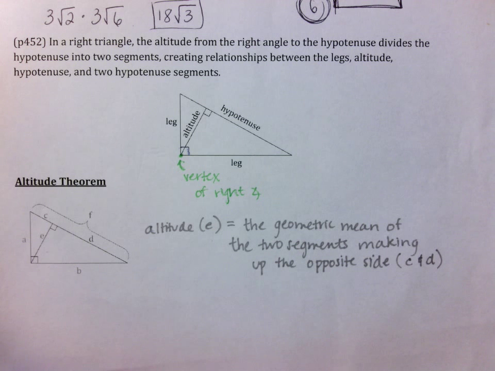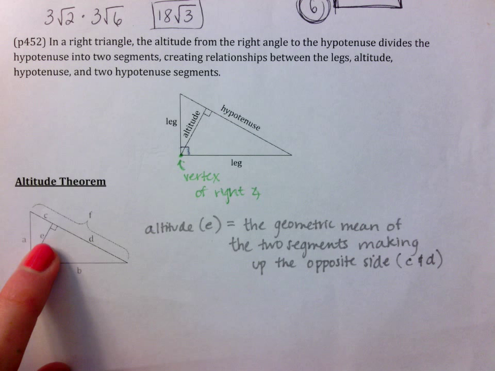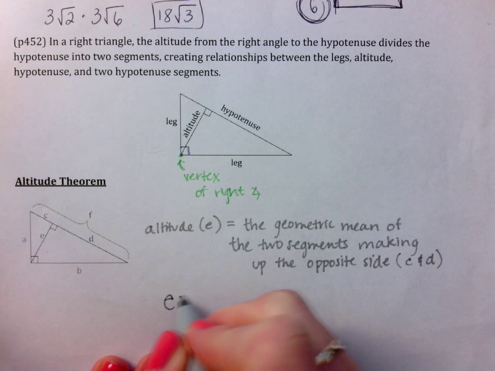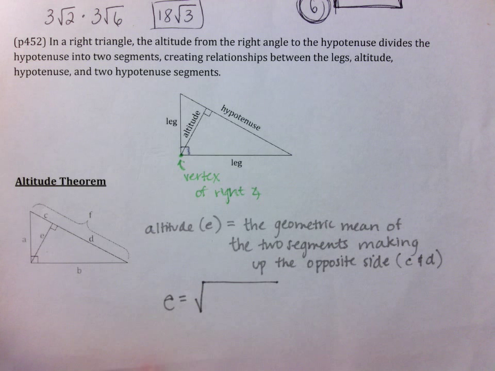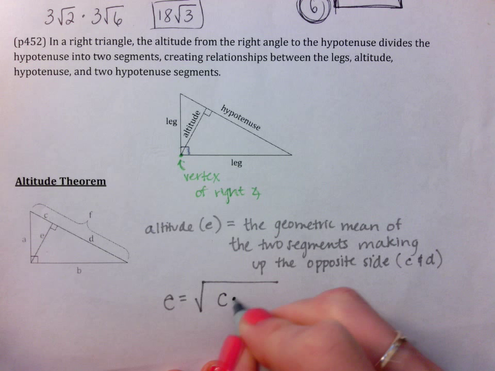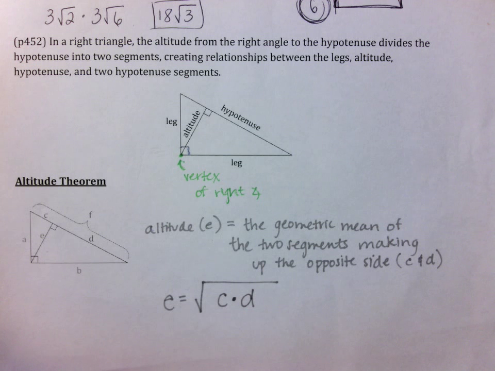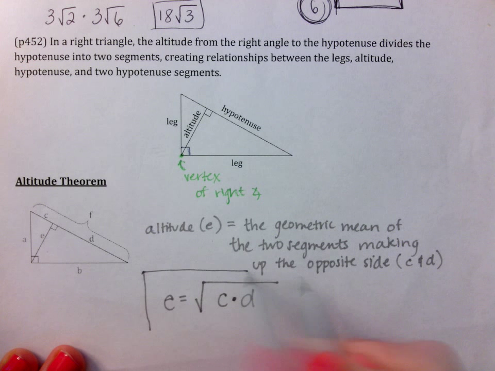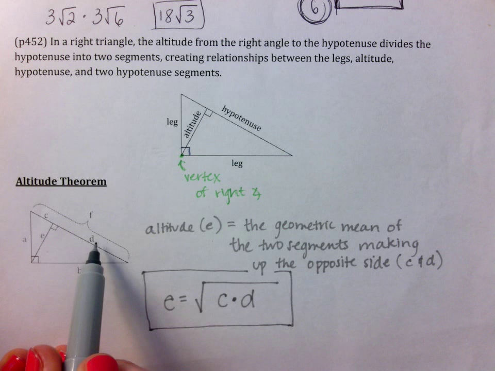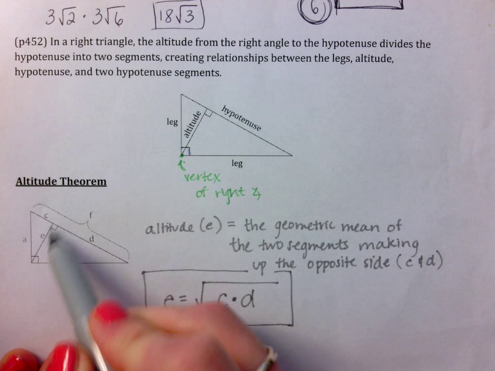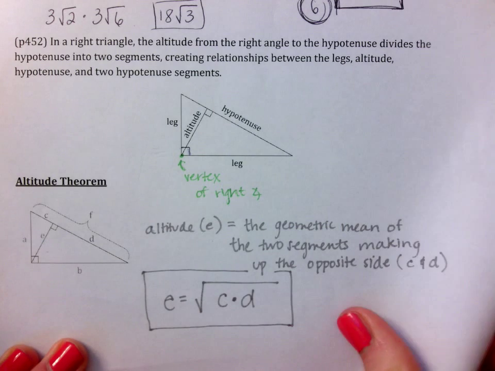The altitude, which in this case is E, is equal to the geometric mean of the two segments making up the opposite side. So right now you're probably like, what in the world does that mean? Well, the two segments making up the opposite side are C and D. And a property of right triangles then is that this altitude, E, is equal to the geometric mean, which we know is the square root of the two segments making up the opposite side, which would be C times D. So let that sink in for a second, but that is the formula for it. So you're essentially multiplying these two and then taking the square root, and you wind up getting the altitude.